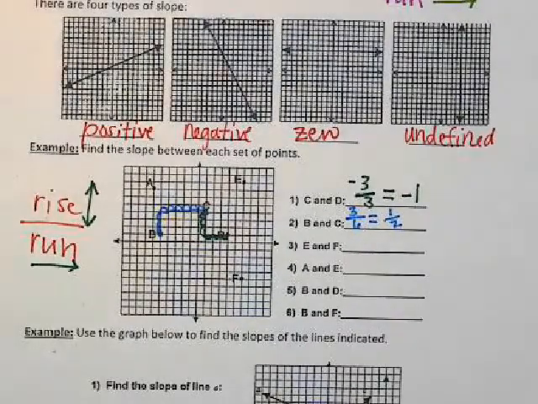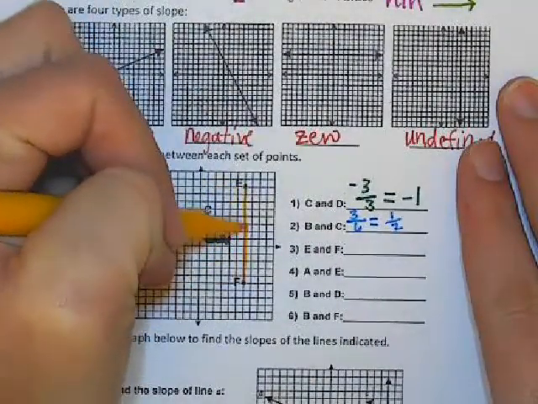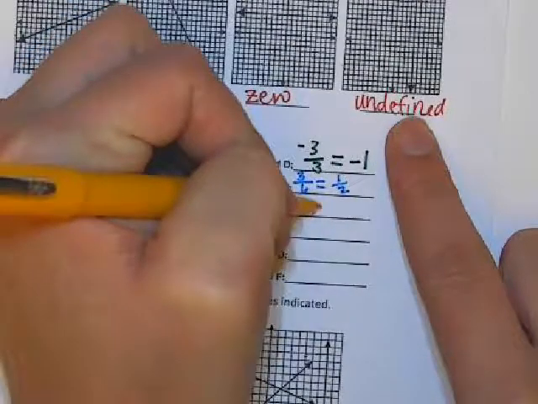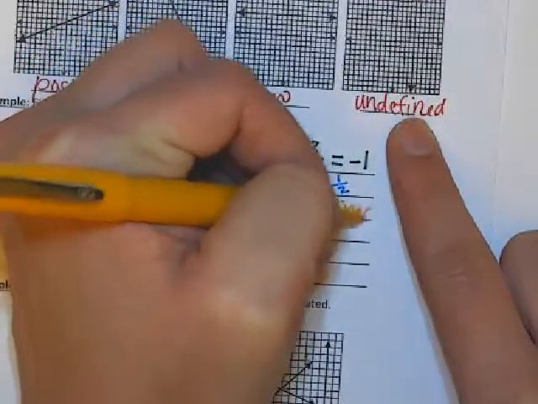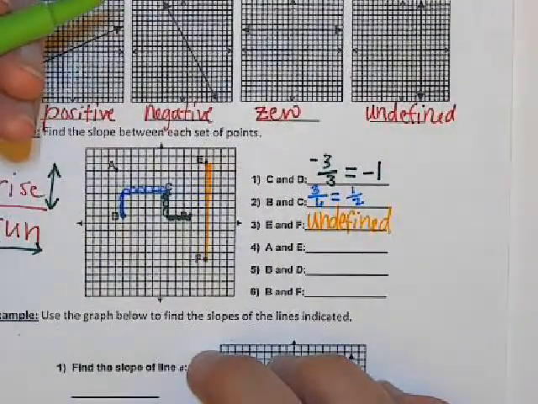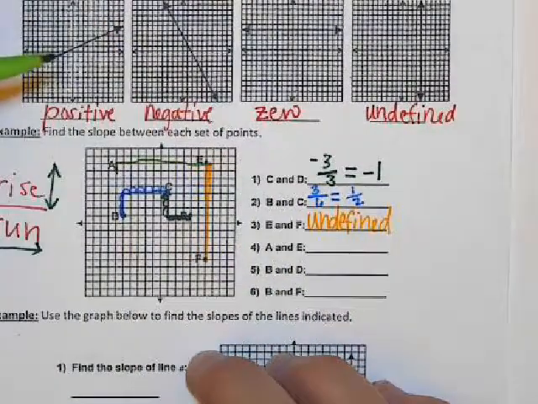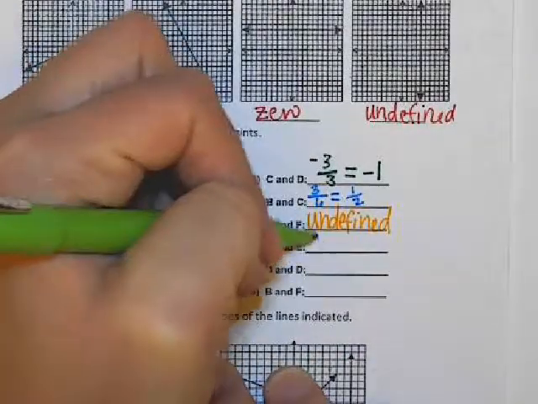Questions so far? Okay, E to F. Here's E and F. It is a straight line up and down, which would be undefined slope. So I'm just going to write undefined. A and E. Which one do I start at? A. Because I've got to go up and then to the right. So I'm going to go up how many? 1. Is that going to be a positive or a negative?